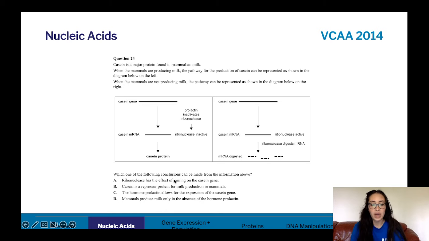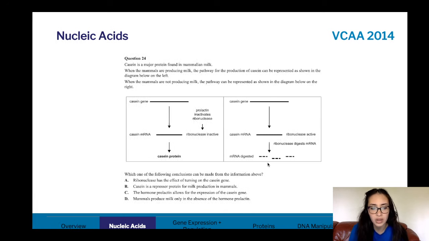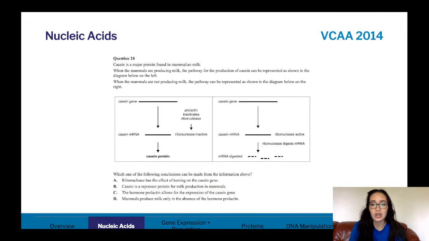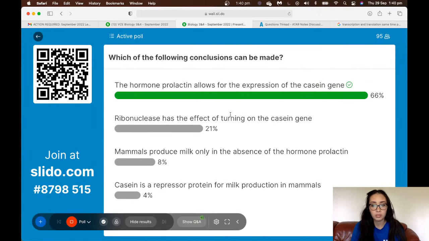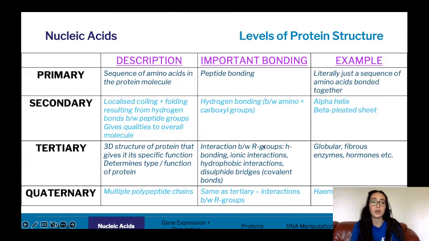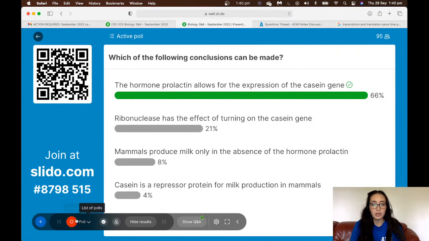And so option A, ribonuclease has the effect of turning on the casein gene. That's false, because ribonuclease actually digests the mRNA. Option B, casein is a repressive protein for milk production. We have no idea; we've not been given enough information about that. C, the hormone prolactin allows for the expression of the casein gene. Yes, because it inactivates the ribonuclease. That's allowing expression of that gene and allowing for the translation. Because without it, you've got the mRNA being digested, and so it's not really expressed properly. Okay, let's end the poll.